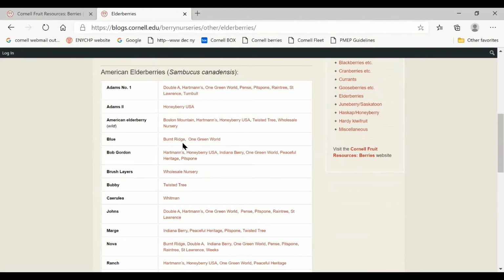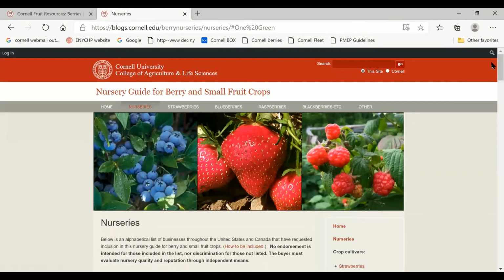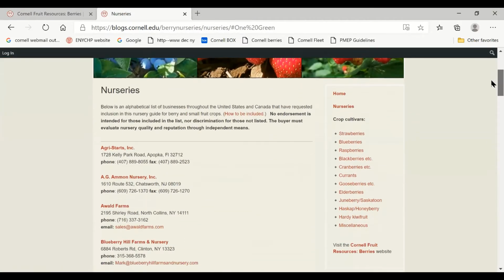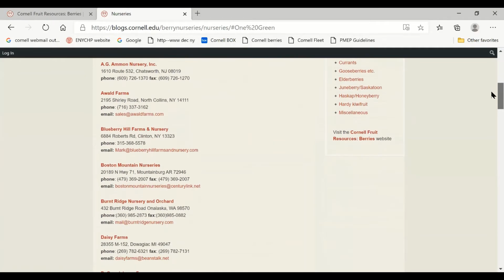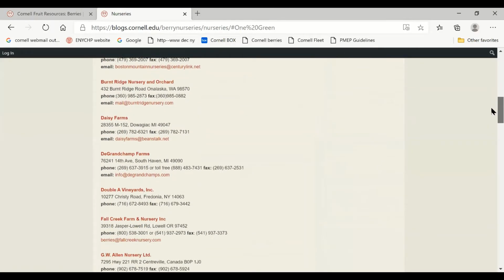And I'm going to look at blue. So there are 2 nurseries. It's Burnt Ridge or One Green World. These are all the names of these nurseries: Hartman's, Honeyberry USA, all these different nurseries. And when you click on that, let's go to, all right, I'll try One Green World. Click on that. It brings you to the list of nurseries. And some of them have websites and some of them do not. Usually it brings you right to the one that you want.